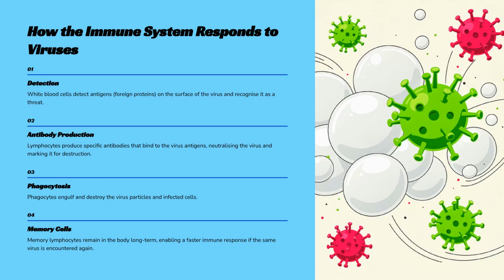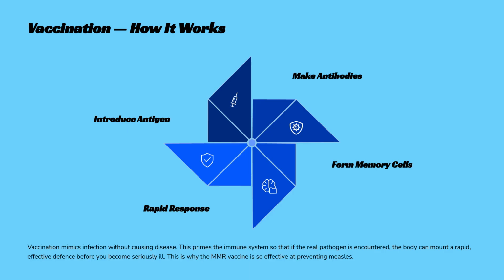The immune system responds to viruses in 4 stages: detecting antigens, producing specific antibodies via lymphocytes, engulfing the virus through phagocytosis, and finally, creating memory cells for a faster future response. Vaccination is a powerful tool. By introducing antigens, the body creates antibodies and memory cells without the risk of disease. If the actual pathogen is later encountered, the immune system responds rapidly to prevent illness.